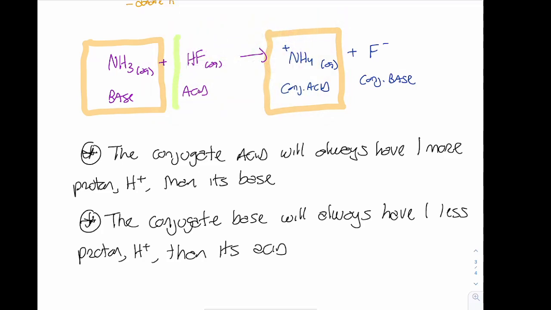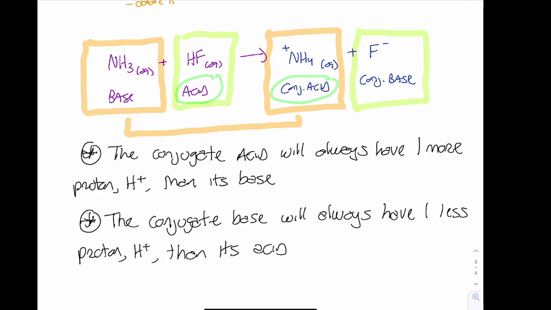Right? My acid here compared to its conjugate base, the conjugate base has one less proton. The acid component has one more proton. So again, if I'm comparing the base to the conjugate acid, and then the acid to the conjugate base, the two acids are going to have one more proton than the conjugate bases do.